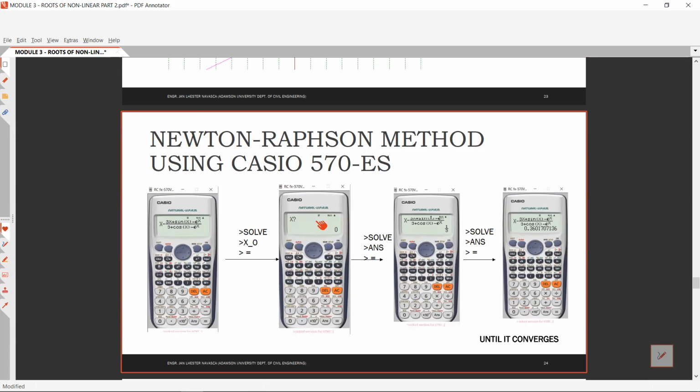Okay. So for your other calculator, you will try to explore the command that has a solving function, where you put in a variable, then you will compute. Okay. So try nyo explore yun. So dapat ganito yung style. Yung ilalagay nyo yung function, yung equation ng Newton-Raphson. Okay. Then solve and ipapasok nyo lang yung previous answer. Okay.